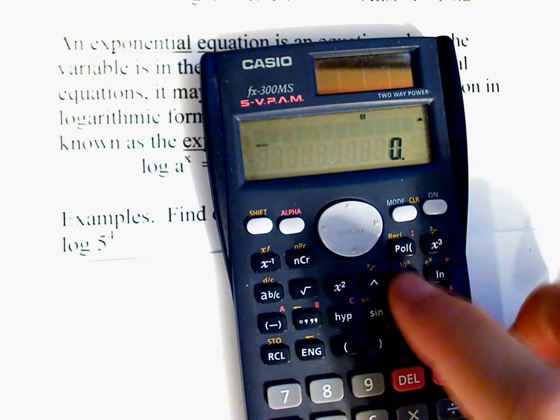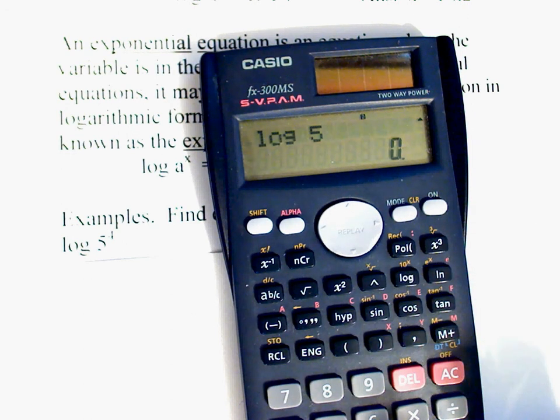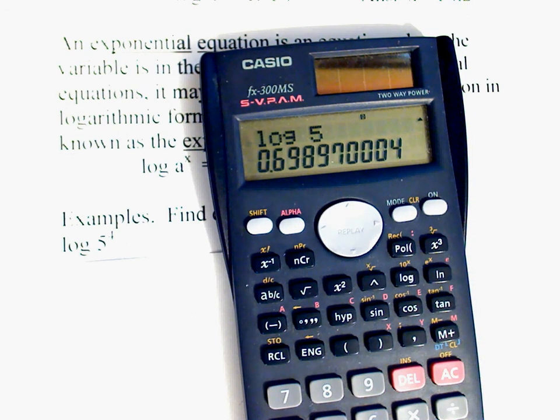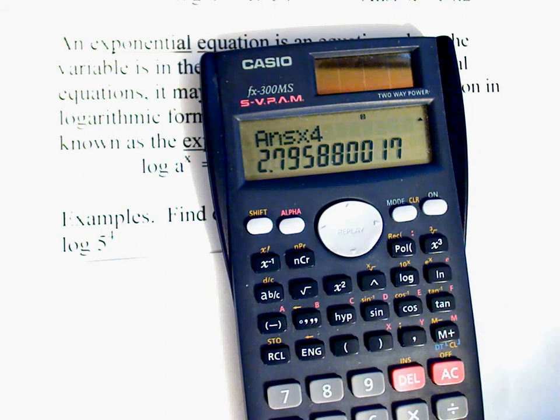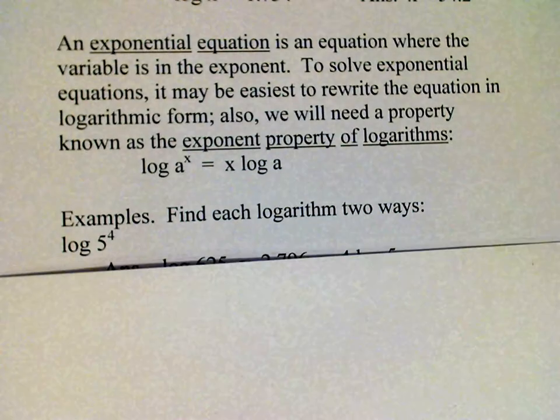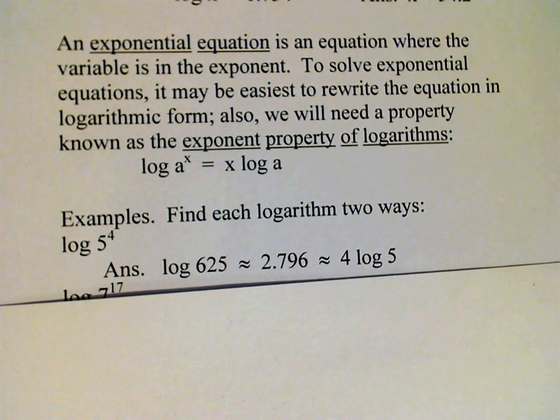Okay, now another way to do that is to take the log of 5 and multiply by 4. 2.795 and so on.